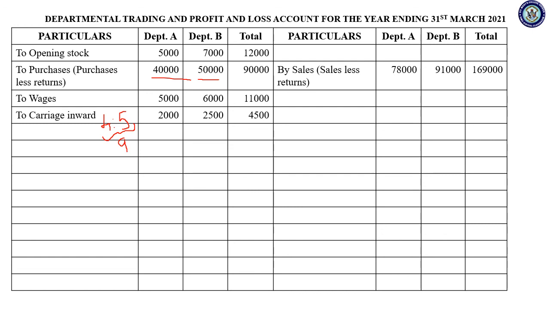Next item. So after carriage inward, discount received, carriage outward, salary, general salary, rent, discount, sundry expense, everything is a P&L item. So the last one, that is closing stock. So write by closing stock. Closing stock 6,000, 8,000, total 14,000. So that's the last item.